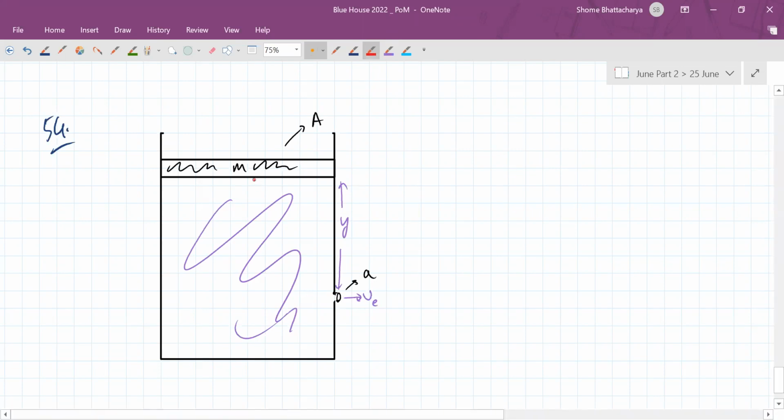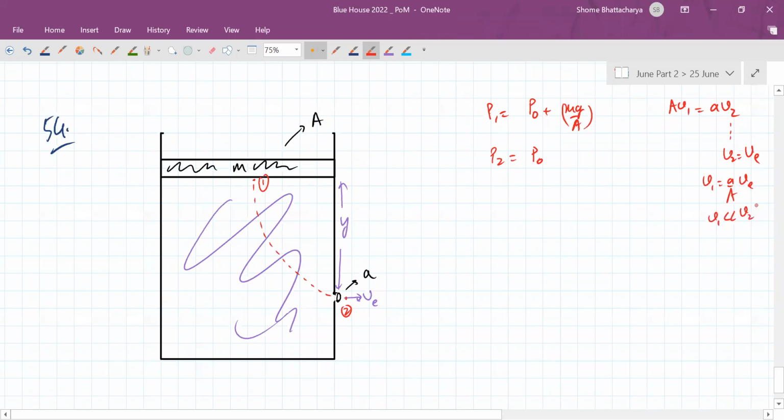So again, what you do is you take this as point 1 and just outside this as point 2. So what will be the pressure at point 1? Pressure at point 1 will become atmospheric pressure plus mg by A because of the weight of the piston. Is it clear, na, Shikhar? Yes, sir. Whereas pressure at point 2 is P naught. Okay. And again, A into V1 is equal to small a into V2. So V2 we will write as efflux velocity, and V1 will be A upon A times efflux velocity. So V1 is small compared to V2.